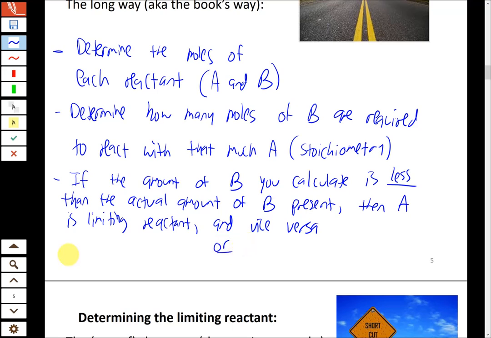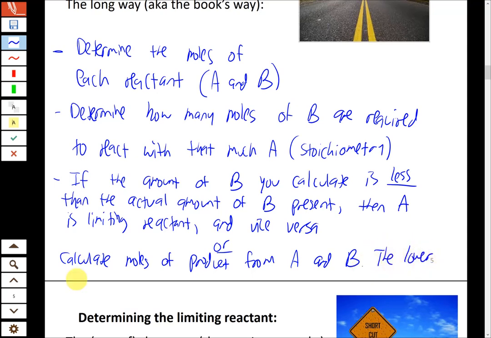Or the other way to do it is just calculate moles of product from both reactants, A and B. So in other words, figure out, okay, if I have this many moles of A, how much product forms? If I have this many moles of B that I'm given, how much product forms? And then the lower number that you get is correct and indicates the limiting reactant. So whichever A or B gives you the smaller amount of product, that is the limiting reactant, and the number that you calculate is the correct number for moles of product if that's part of what you're looking for.